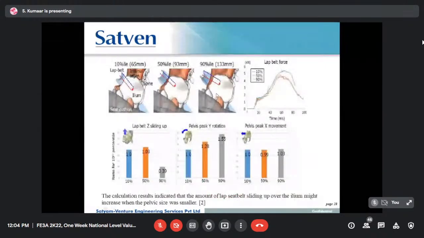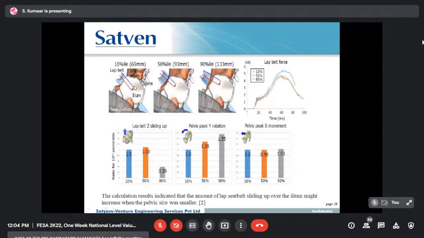This is the lap belt. Based on the shape or angle or other parameters, we need to measure how much it is sliding upward. Why? Because if the lap belt slides more, it will compress the abdomen. If the compression happens at the pelvic bones, they can withstand more load, but once it comes to the internal organs, it will damage them.